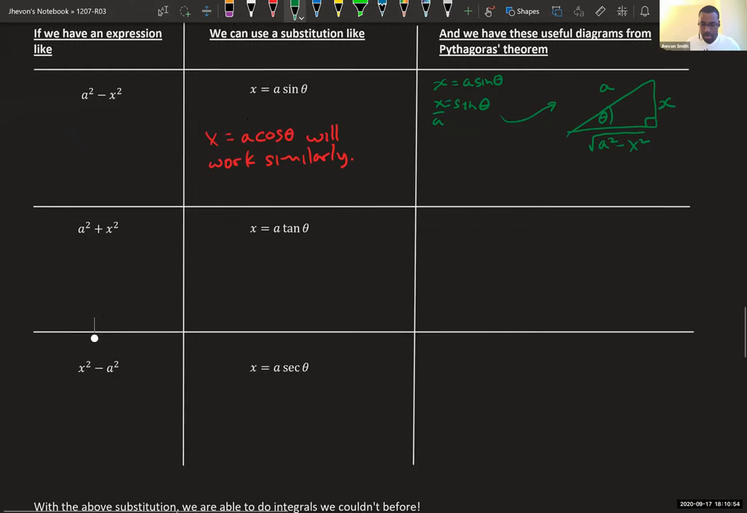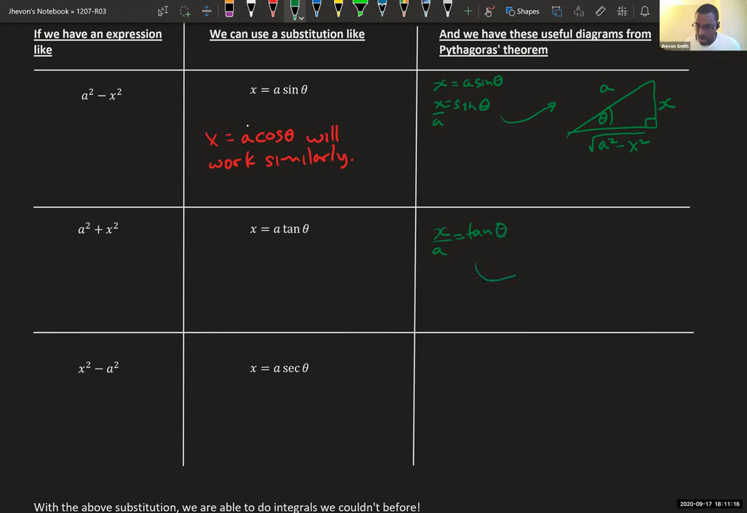Similarly, if I see something like a squared plus x squared, I can think of that as a squared times one plus tangent squared, which I can collapse into a secant squared, right? So I can do that here, and that would lead to this triangle. X over a would be tangent. So I can create this triangle. This is opposite over adjacent. So this would actually be the a squared plus x squared by Pythagoras' theorem.